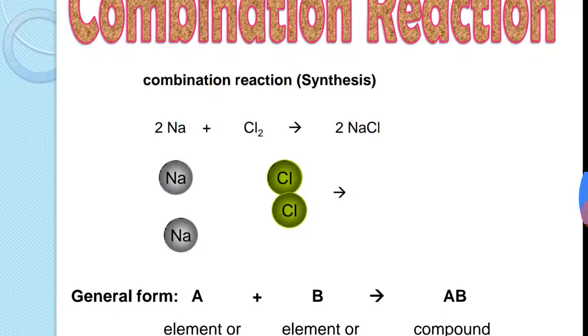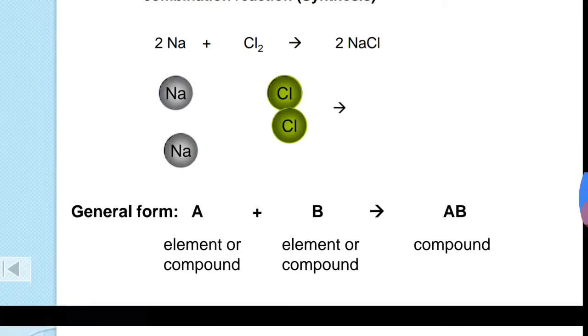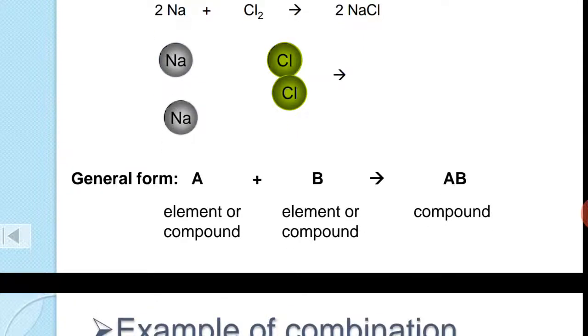Now, how to synthesize a combination reaction? For example, we have two atoms of sodium and two atoms of chlorine. When these are combined, it forms sodium chloride, that is common salt. General form is A plus B gives AB.